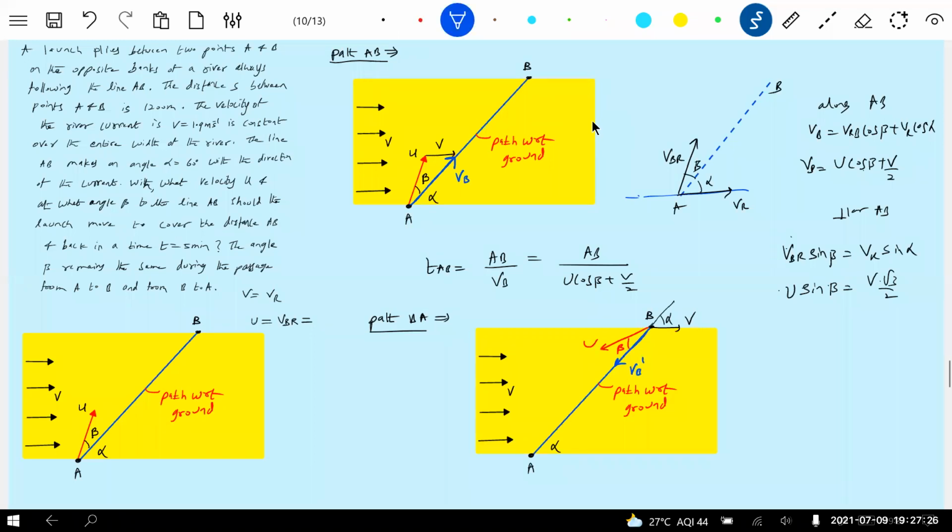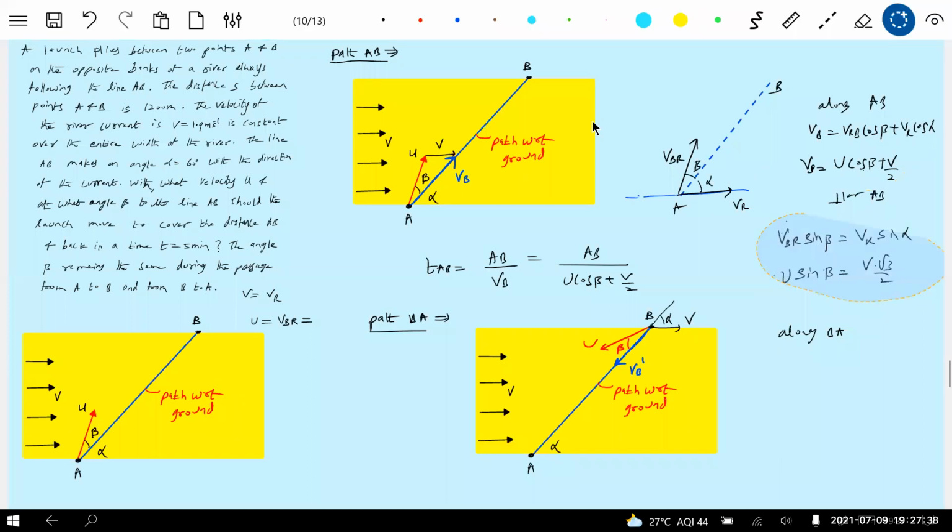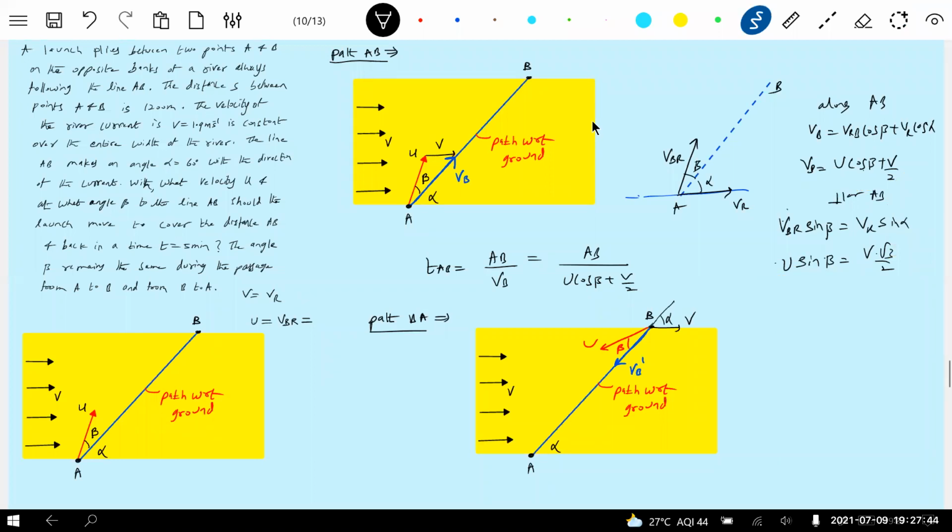VB dash I will write it. It cannot be some other speed. So along BA, I think we can push it up. Along BA we'll see it. What is the equation? VB should be equal to U cos beta minus VR cos alpha. Let me write it directly, I can save time. Okay, this is the thing.